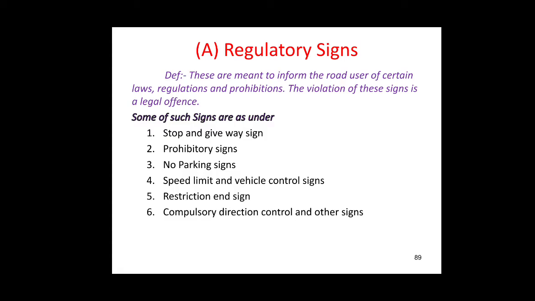Some of the regulatory signs are the stop and give way sign. Second is the prohibitory signs. Third, the no parking sign. Fourth, speed limit and vehicle control signs. Fifth is the restriction end sign. And sixth is the compulsory direction control and other signs.